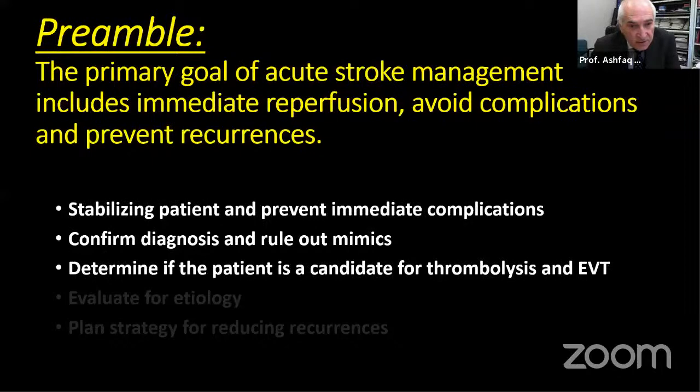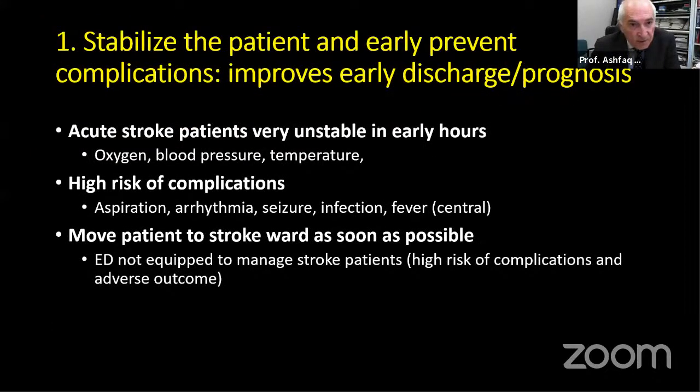So the first thing then is to prevent complications. Remember that these patients who come in, at least a third of them progress. So they come in with a mild stroke, and as you're watching them, their stroke gets more severe. Part of it is because they may not be getting enough oxygen, they may be hypoxemic, their blood pressure may be fluctuating, and they may have hyperthermia. This may be central, or if they aspirate, or if they have arrhythmias, etc.